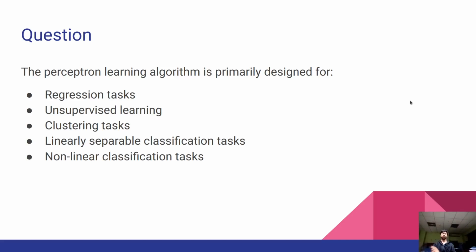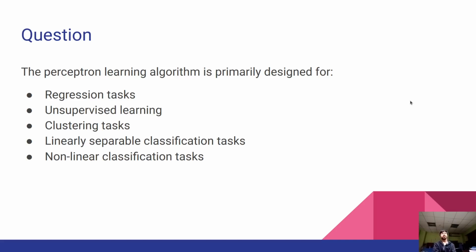So this is the next question. The perceptron learning algorithm is primarily designed for which task? Regression, unsupervised learning, clustering, linearly separable classification task, and nonlinear classification. So which one of them is correct? Linearly separable classification task. Yeah, right.